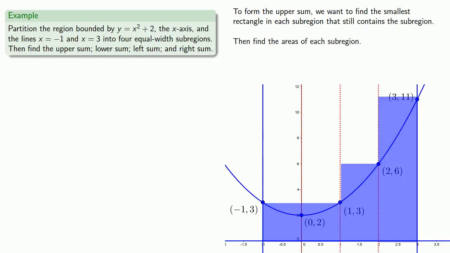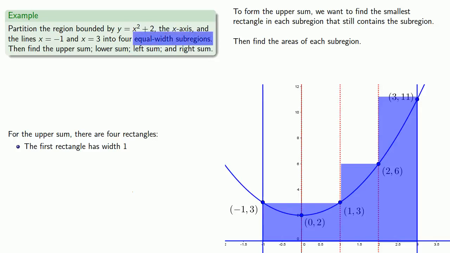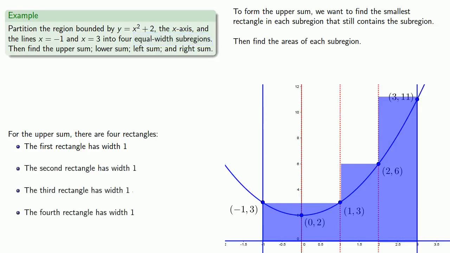So for the upper sum, there are going to be 4 rectangles, and to find the area of any rectangle, we need to know its width and height. So the first rectangle has width 1. And since we went to the trouble of making all of these regions equal in width, then all of these rectangles are going to have width 1. What about the height? For the first rectangle, the bottom is on the x-axis, and the top runs through this point -1, 3. So the height is going to be 3, and so the area of that first rectangle is going to be 3.